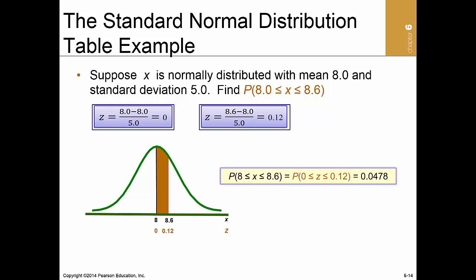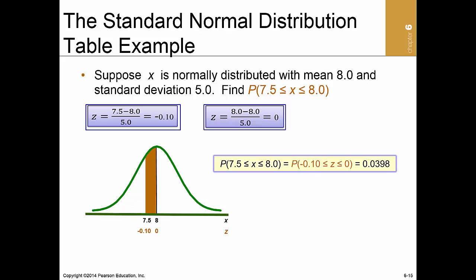Here's another example. So this time we want to find the probability between 8 and 7.5. So we can see with a mean of 8 and a standard deviation of 5.0, an x value of 7.5 gives us a z-score of negative 0.10. The probability from z equals 0 to z equals negative 0.10 is equal to 0.0398.